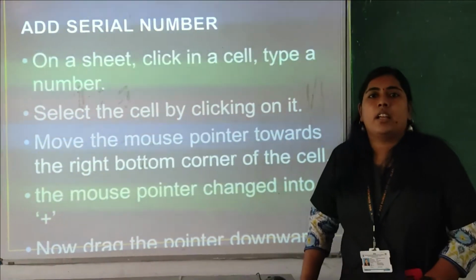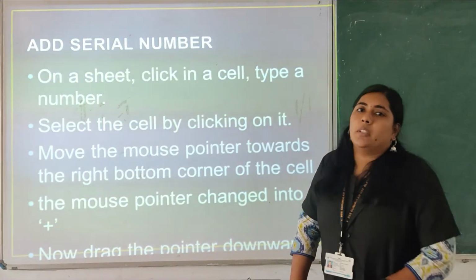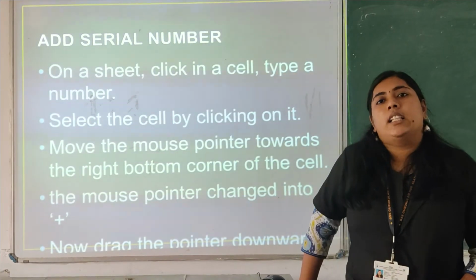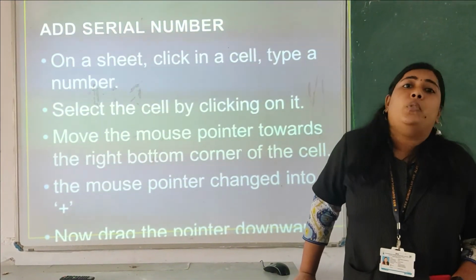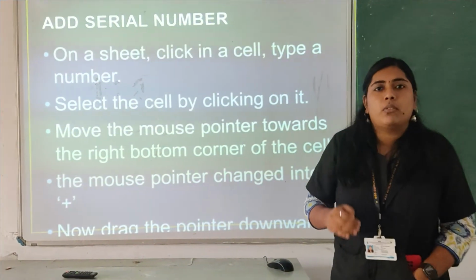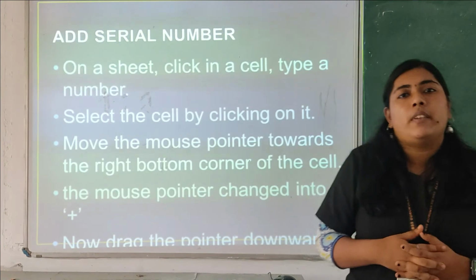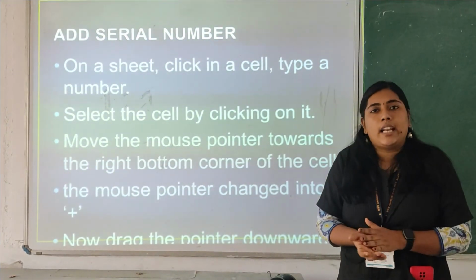Okay. And now let's learn how to add a serial number. If you want to add your class roll number or serial number, and if you have a strength of 40 students, each time we can type 1, 2, 3, 4, right? We have a simple shortcut right here. Let's see how we can add it.